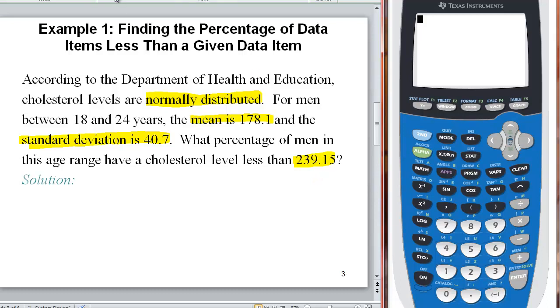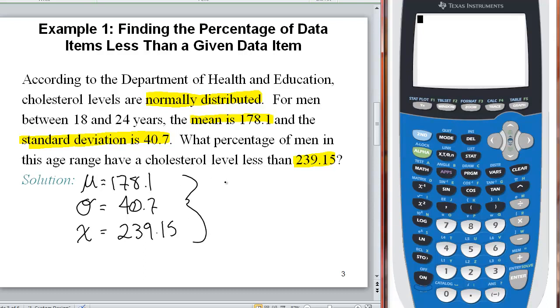So what we have is the mean, which is 178.1. The standard deviation of the population is 40.7, and we have a score of 239.15. We're going to take this information and convert it to a z-score, and with that z-score we'll be able to figure out what percentage of men in this age range have cholesterol levels less than that specified amount.